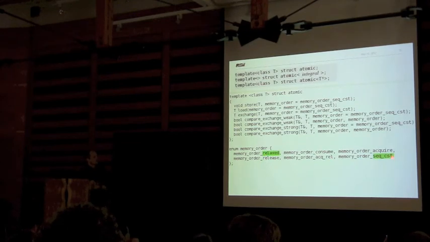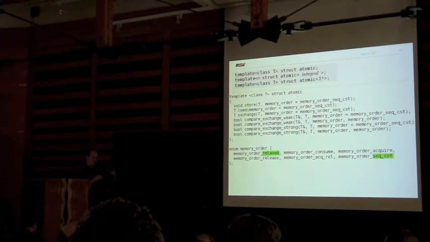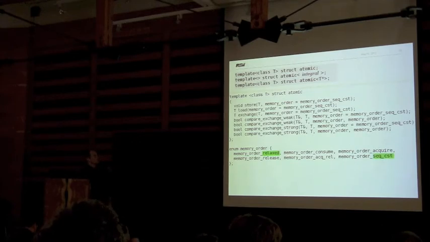We went from relaxed to sequential consistency, and we got a little idea what acquire and release are like. This one is just saying if I'm doing some of these operations, which I'll talk about in a second, that do reads and writes at the same time, you can say I need acquire on the read, and I need release on the write. I'm going to avoid this one for now. Should avoid it always, probably.